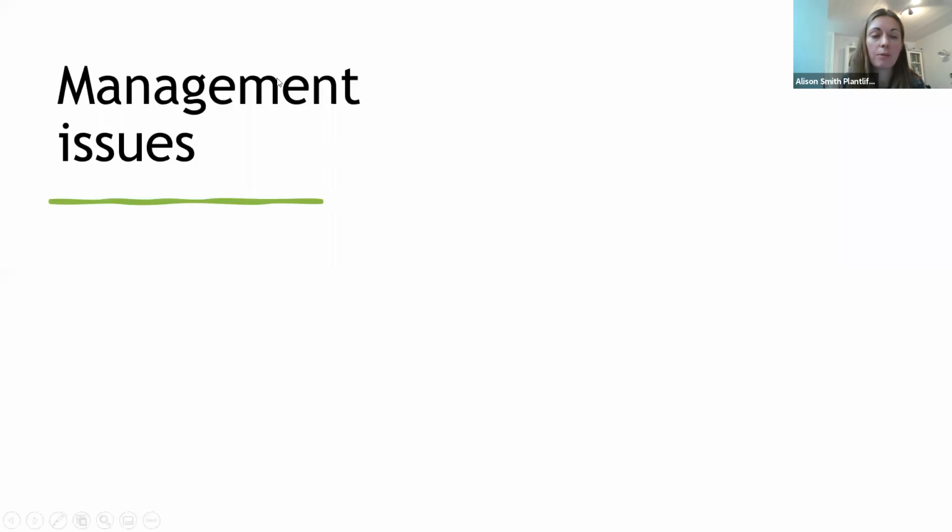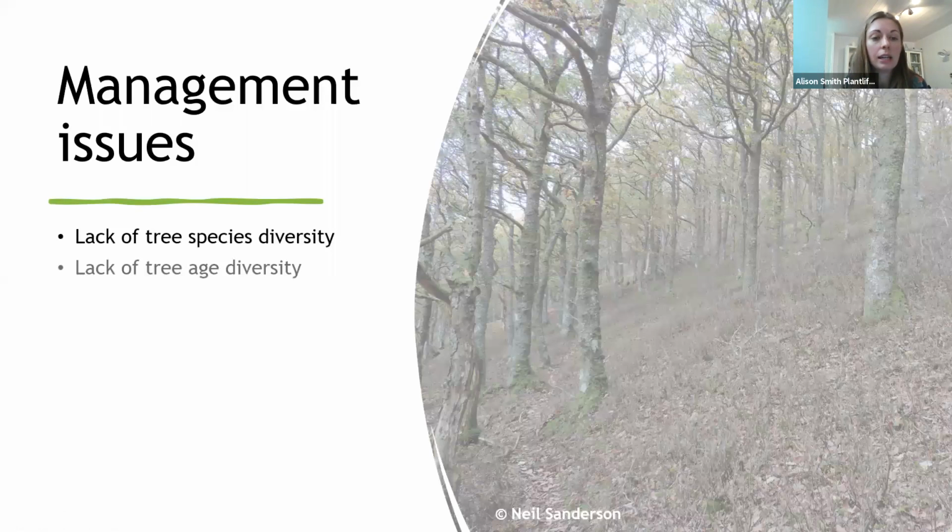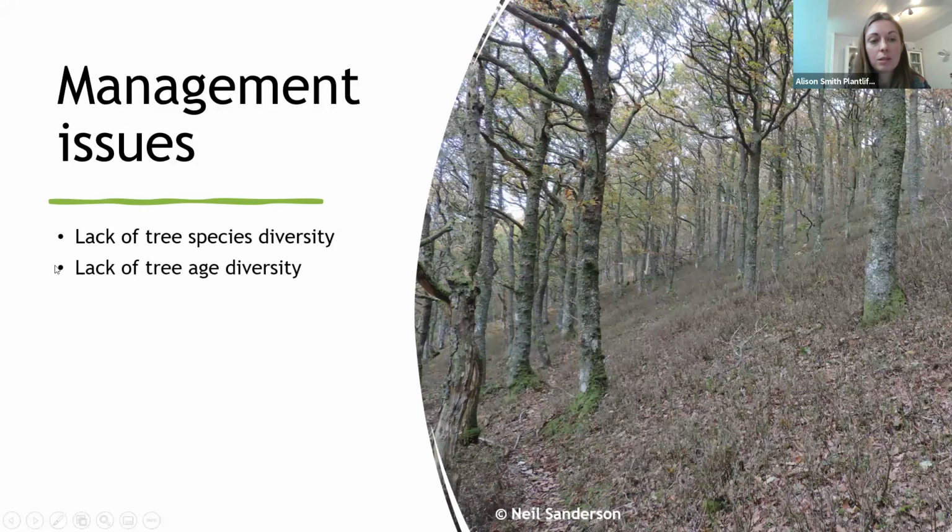Okay, so I've highlighted already some of the management issues, but I just want to talk about a few of them in a little bit more depth with you. So lack of tree species diversity, I mentioned when you have these monocultures, for example, of oak, where you perhaps have a sessile oak plantation, you tend to find less diversity there because you have fewer substrates, fewer different pHs of bark, bark roughness, so you're not going to get the same diversity. And the lack of tree age diversity as well is an issue in lots of our temperate rainforest sites, particularly those that have got a history of being managed as plantations.